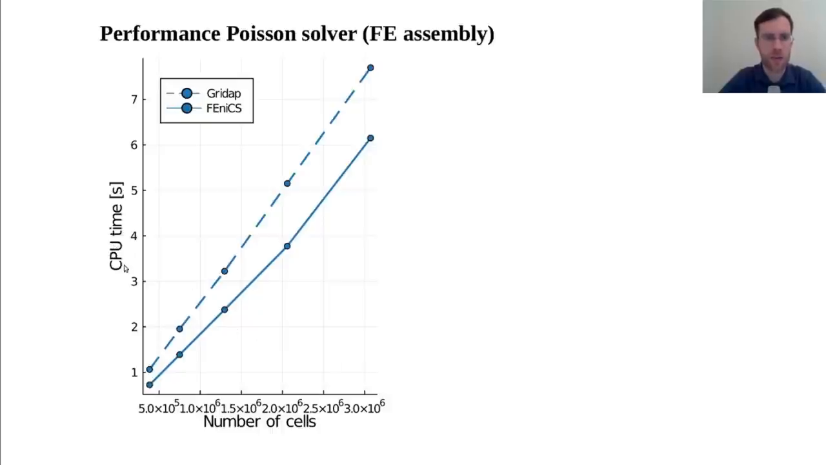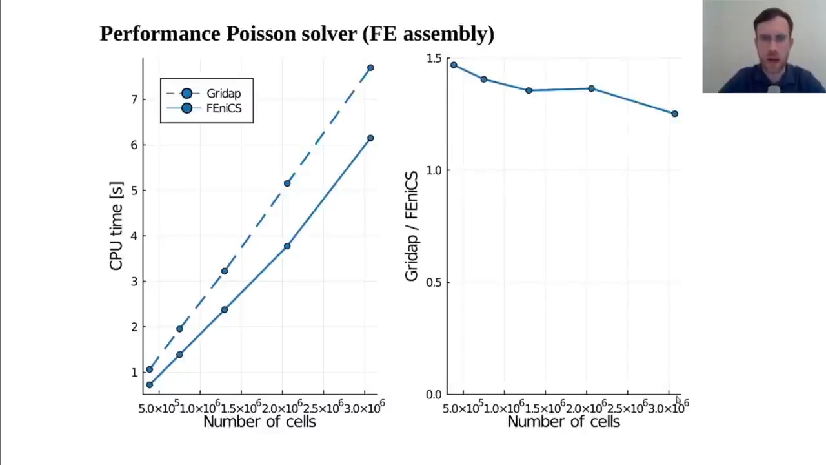So here I have measured the CPU times in order to do the finite element assembly for several problem sizes. And as you can see here, for the biggest problem size, for 3 million elements, for Phoenix, you would spend about 6 seconds to do this assembly loop, whereas in Gridap now we are about 7 seconds, a little bit more than 7 seconds. If you look at these results in relative terms, for the largest problem, Gridap is only 1.2 times slower than Phoenix.